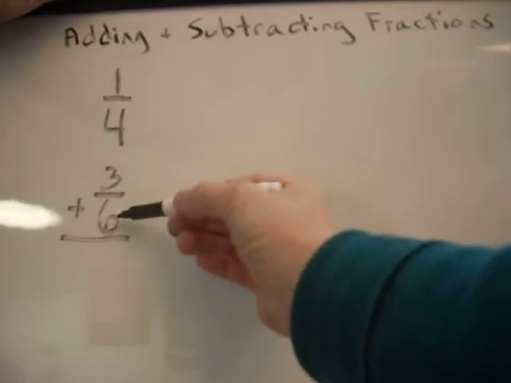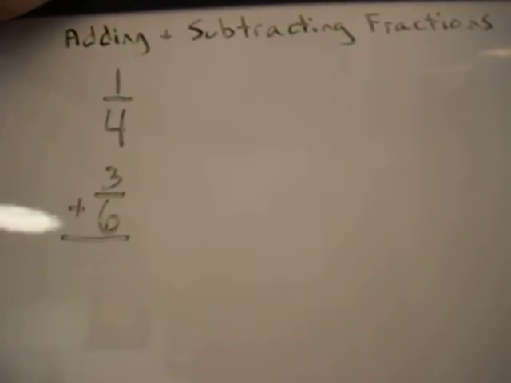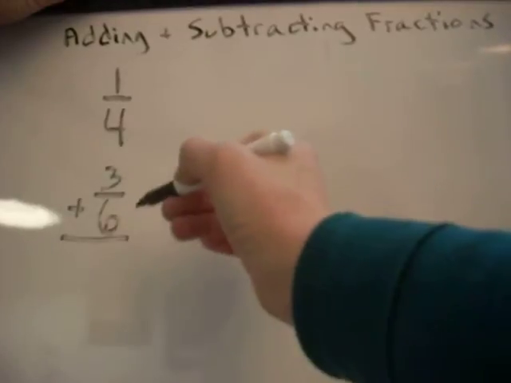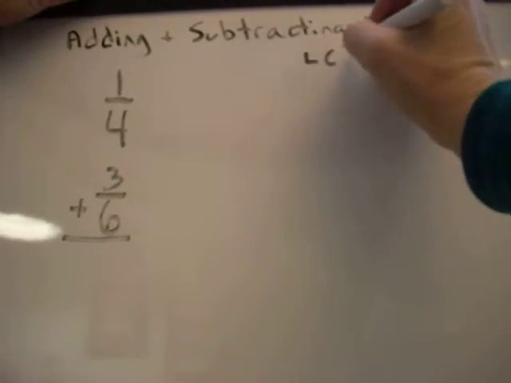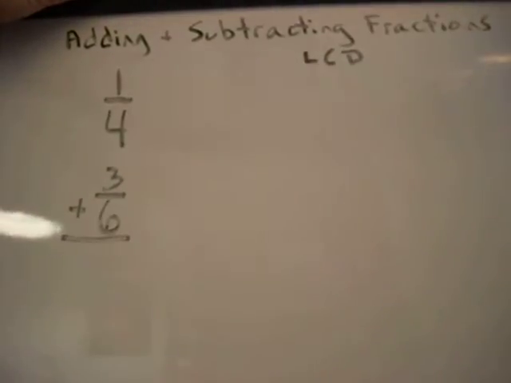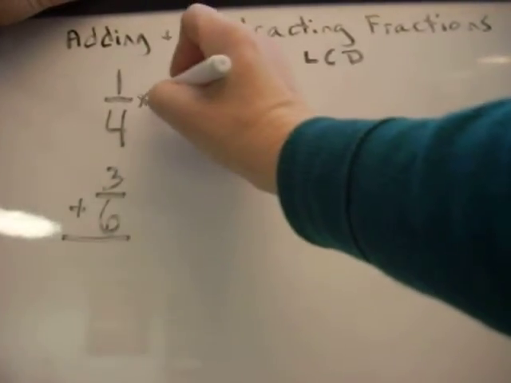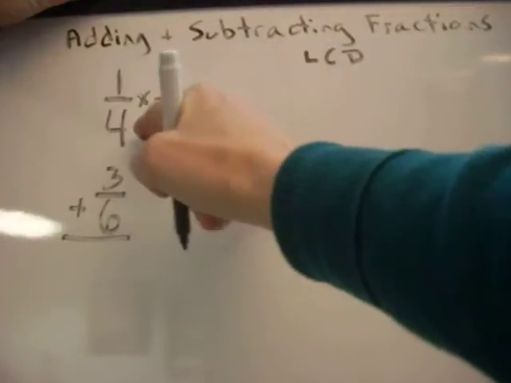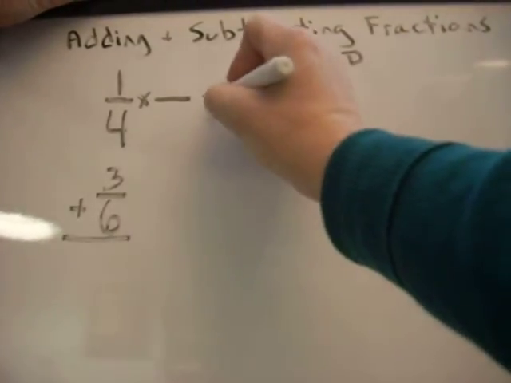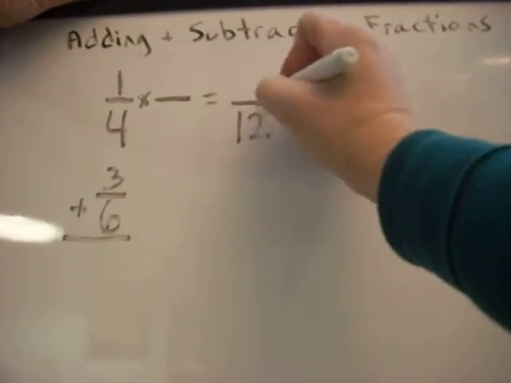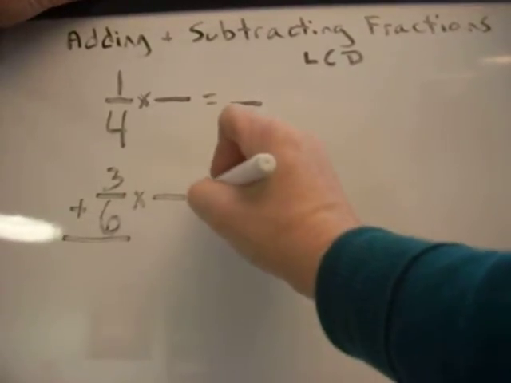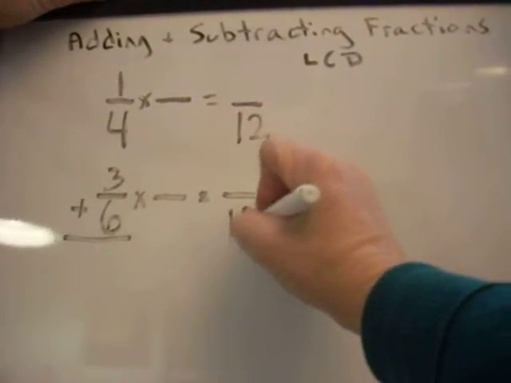So if you look at 4 and 6, well, we could use 24 because 4 times 6 is 24, but that will give us much larger fractions than needed. So I'm going to find the least common denominator, the LCD, or LCM, as some people call it as well. So I'm going to multiply this by something to give me a new common denominator of 12, because that would be the least common denominator of 4 and 6.